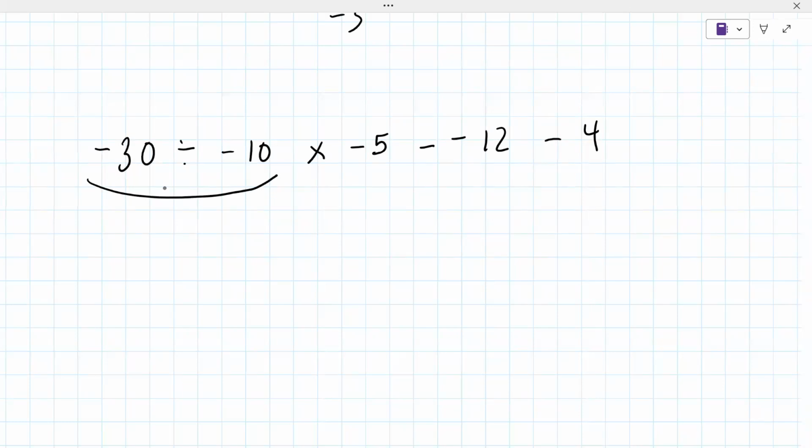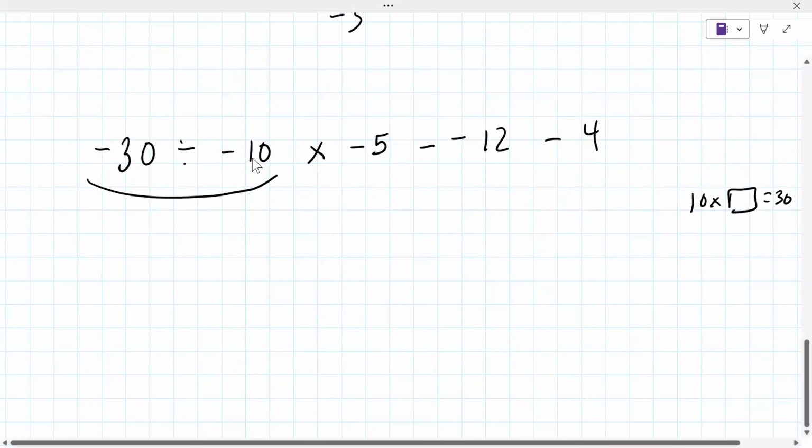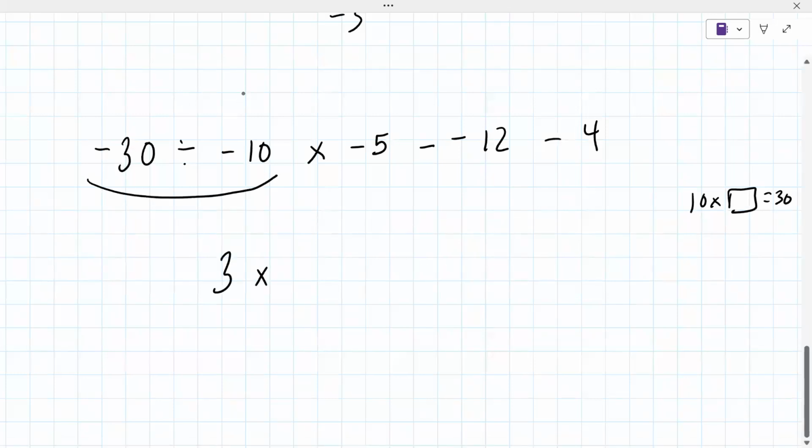Whenever you're doing division, you turn it into a multiplication problem. 10 times what number gets you back to 30? 3. Now, is it positive or negative? You've got two negatives here. Is the answer positive or negative? Positive. Yes, +3 times -5 minus a -12 minus 4. We'll do this next.